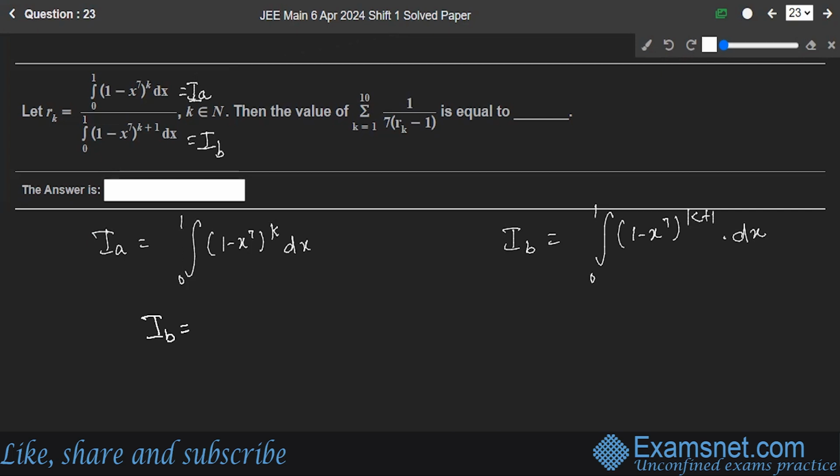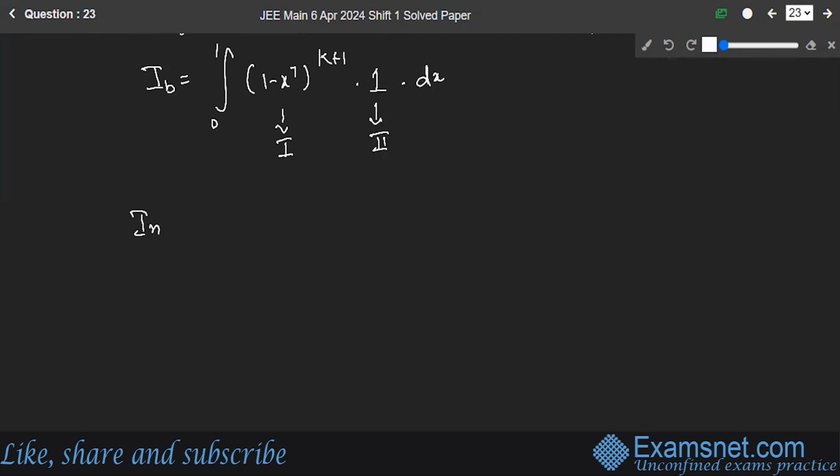Right? So IB can be written as integral limit 0 to 1, 1 minus x raised to power 7, k plus 1 into 1 into dx. Let's say this is your first function, and let's say this is your second function. I'll be using integration by parts.